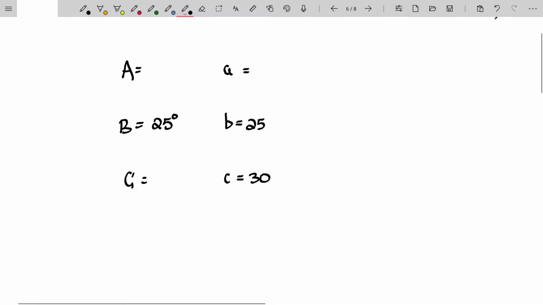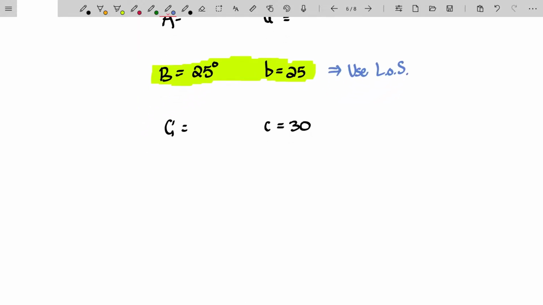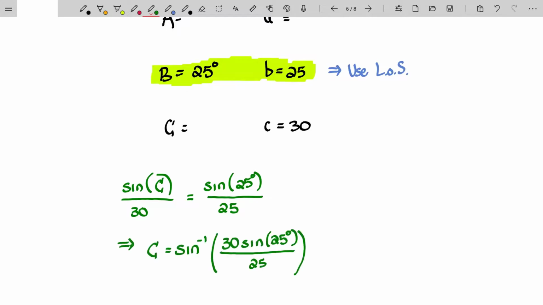So let's see. I see that I have a full row. So I know I'm going to use Law of Sines. So let's go ahead and find angle C. Angle C, I'll do all my handiwork in green here. Sine of angle C is to side C as sine of angle B is to side B. Multiplying both sides by 30 and taking the sine inverse, we get the following. C is equal to sine inverse of 30 sine of 25 degrees over 25.